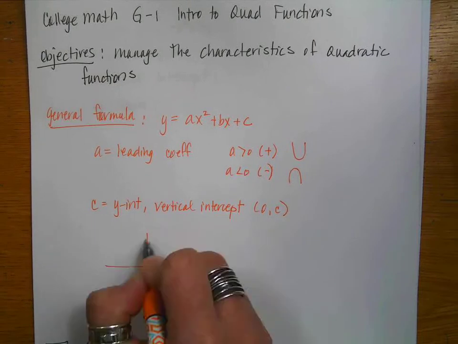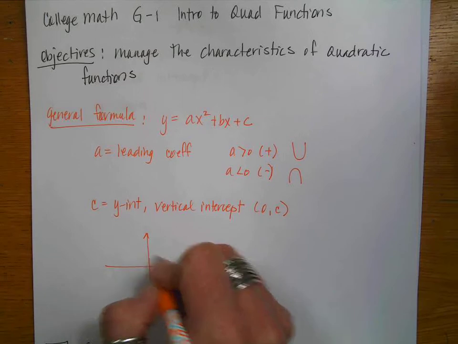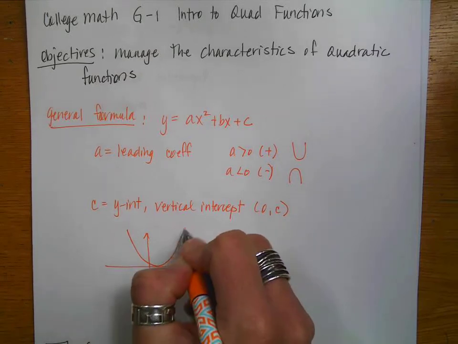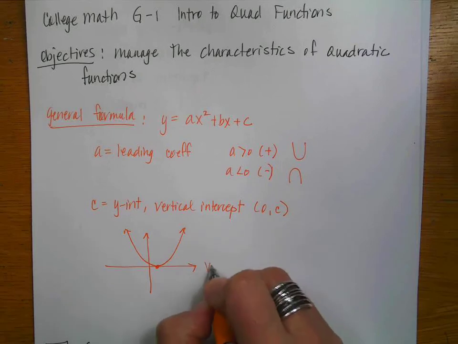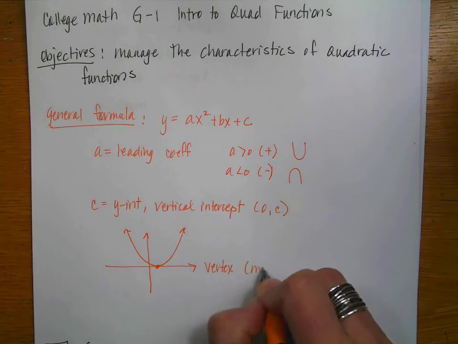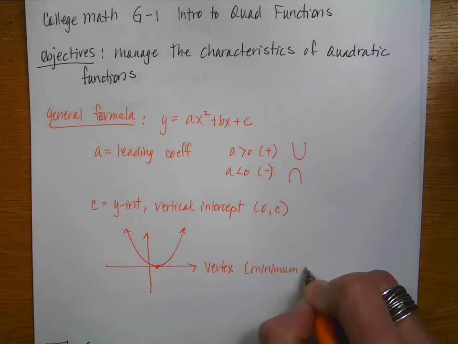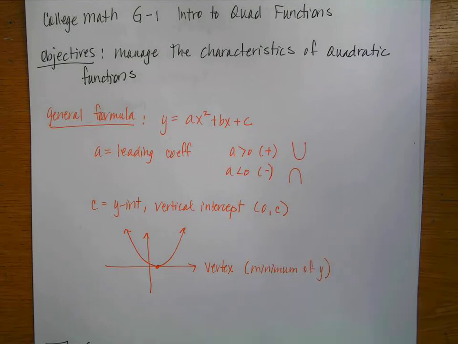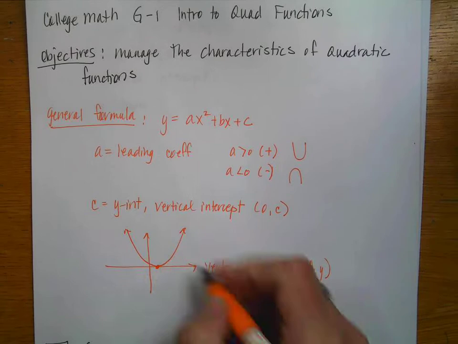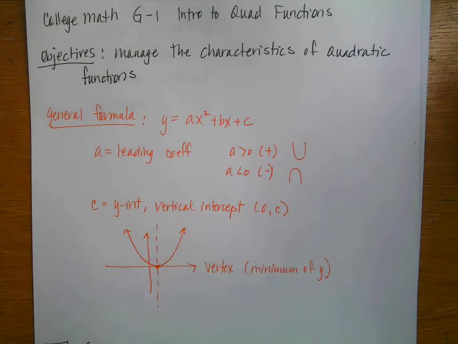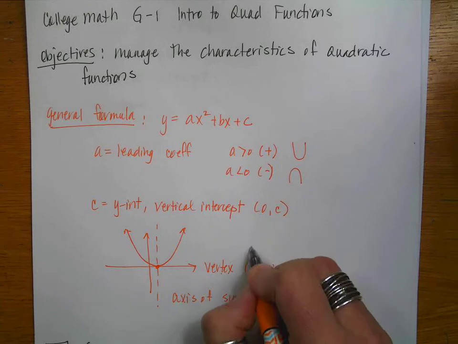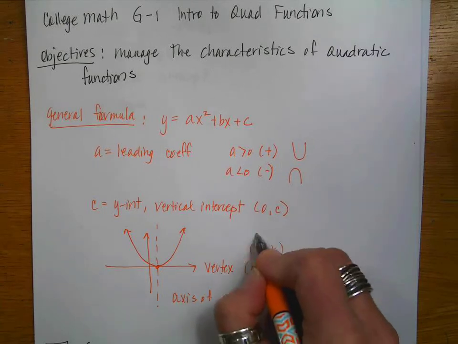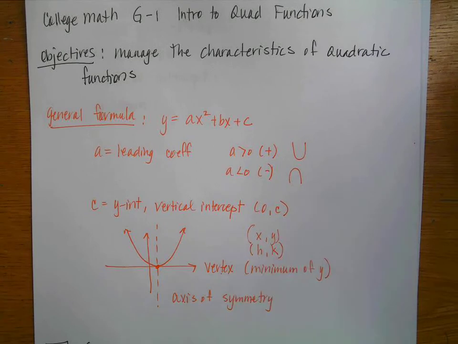Here is a general graph of a parabola, and I'm going to make it off-center a little bit just so it's easier to see. So let's say there's my parabola. This point down here is called the vertex. It is the minimum of the function. Going through the vertex is the axis of symmetry. The vertex has coordinates h and k, which are going to be an x and a y.